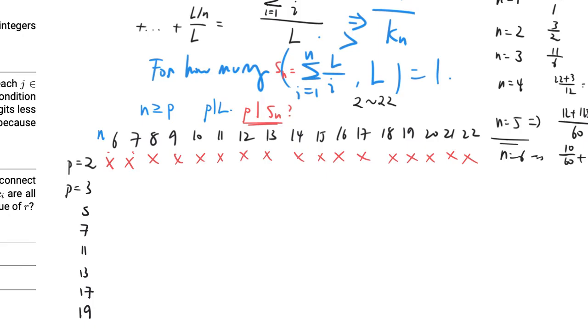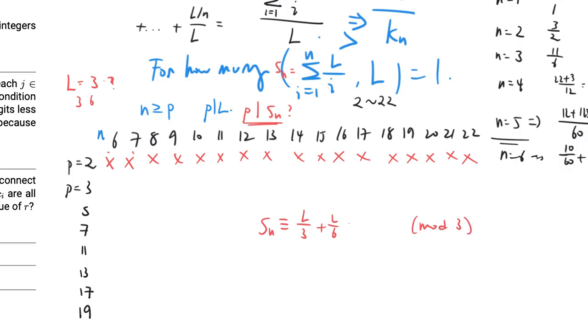For 6, 7, 8, L has 1 copy of 3. And only for 6, 7, and 8, only 6 and 3 are capable of eliminating something. So what we can consider is this S of n, which is congruent to L over 3 plus L over 6. Notice that all the other terms have a factor of 3 in them, so we can just eliminate those. So we have this plus this mod 3.